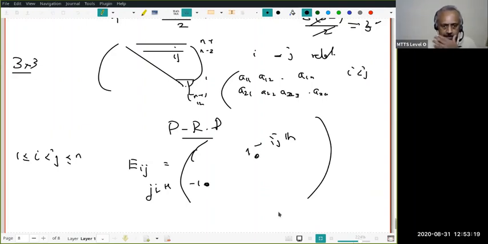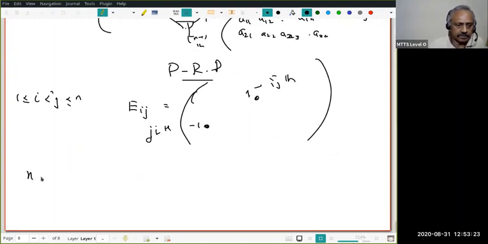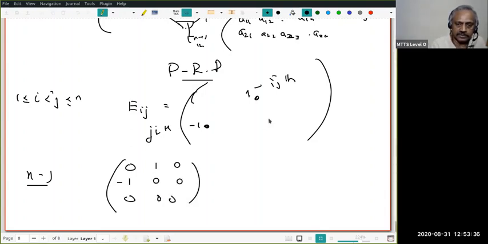You understood that? Yeah. For example, in n equal to 3, what do you have? I have 0, 1, 0, and this is 1, 2. Therefore, this will be 2, 1 will be minus 1, 0, 0, 0, 0, 0. The rest are all 0.